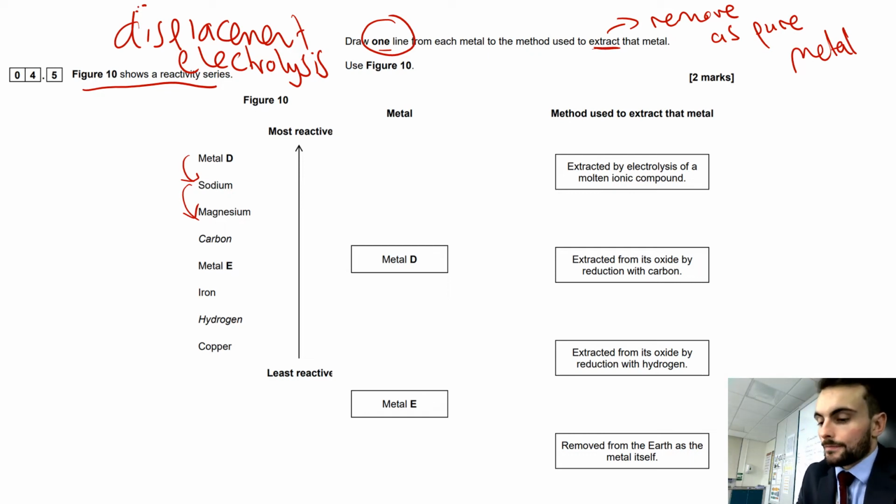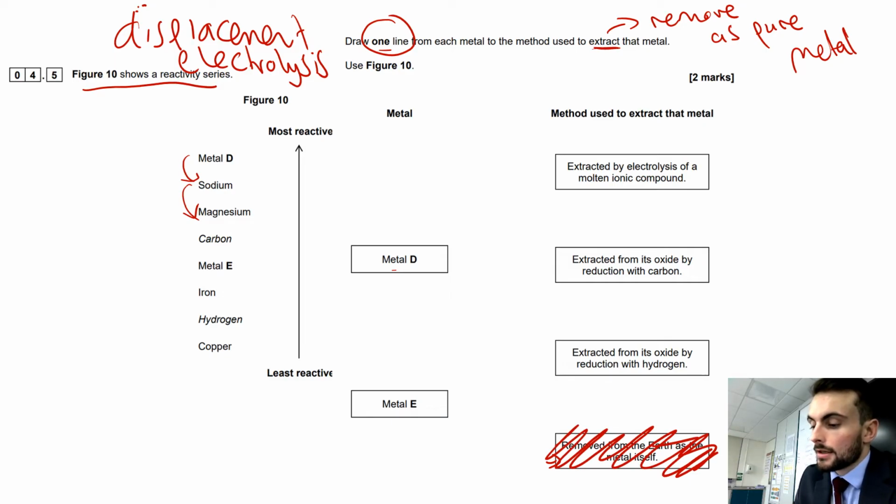So use figure 10. Let's look at metal D. First, normally we do this, unless you know it off the top of your head, do questions like this by process of elimination. Use the ones that you know it's not to figure out which ones it could be. If we look at the bottom one first, removed from the earth as the metal itself, that pretty much never happens, so it's not that one. Extracted from its oxide by reduction with hydrogen.